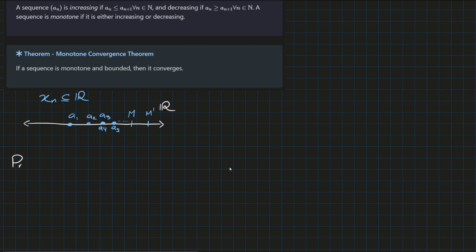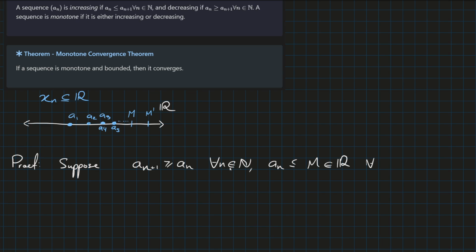Okay, so let's take a look. So, proof. Suppose a_(n+1) is greater than or equal to a_n for all n in N. Suppose also that a_n is less than or equal to M, which is some real number, for all n in N. So we have a sequence, I could say a_n is a sequence of real numbers. It is increasing, it is also bounded above by some M.